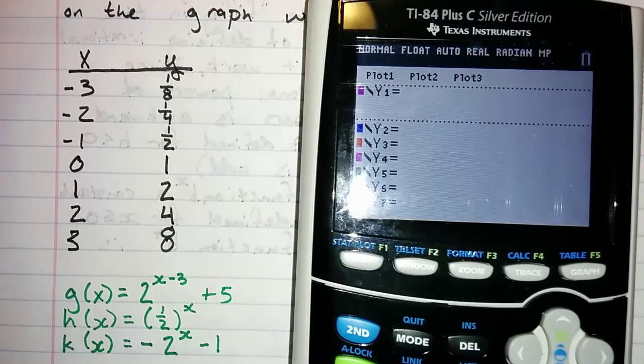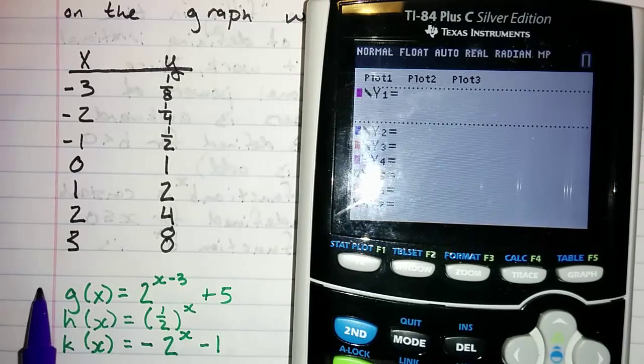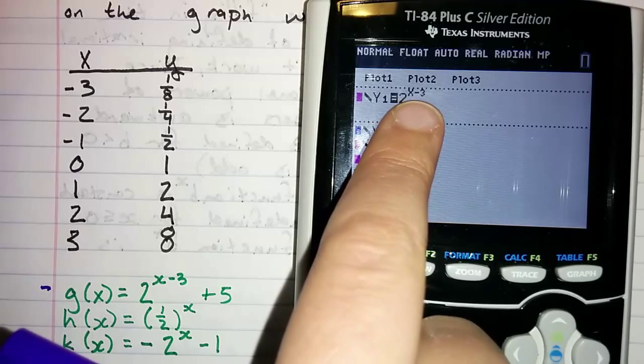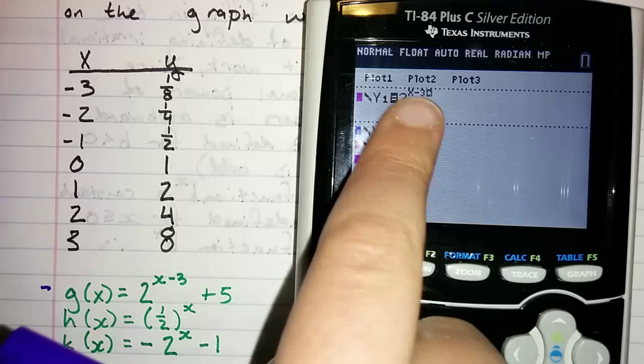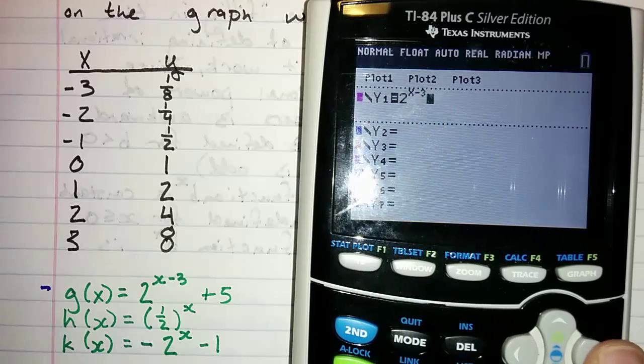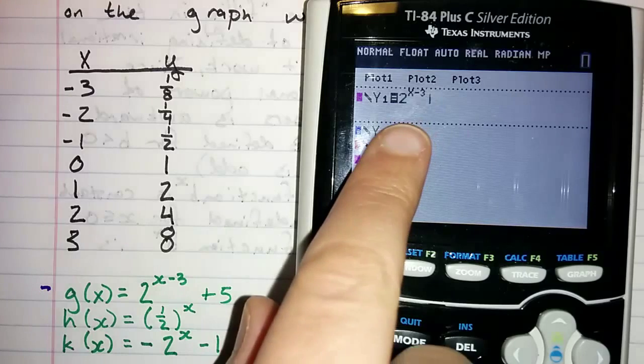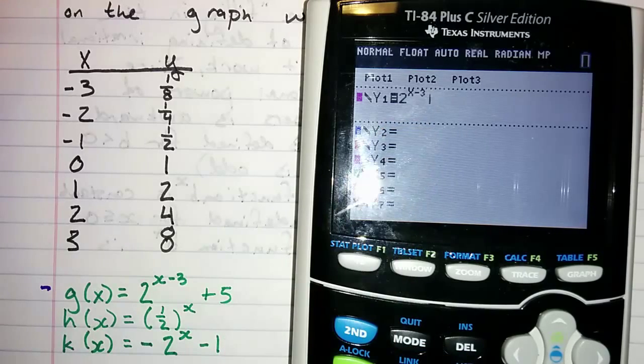I'm going to graph the first one in magenta. Notice when I'm putting x minus 3 in the exponent, both of those are superscript. If you have a calculator that doesn't superscript the exponent, you may need parentheses around x minus 3. See if your graph looks like mine.